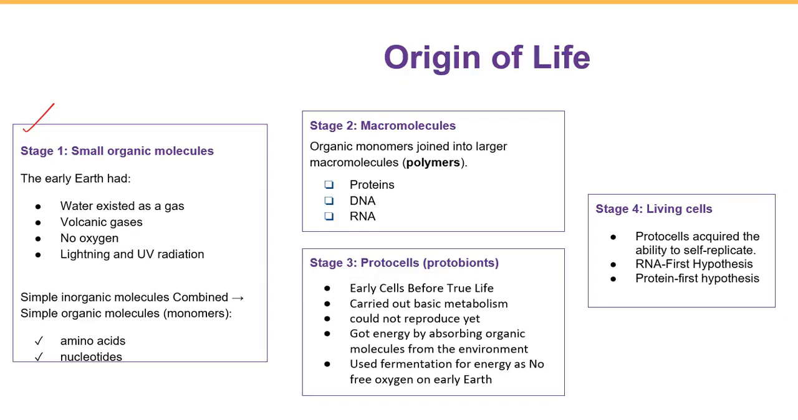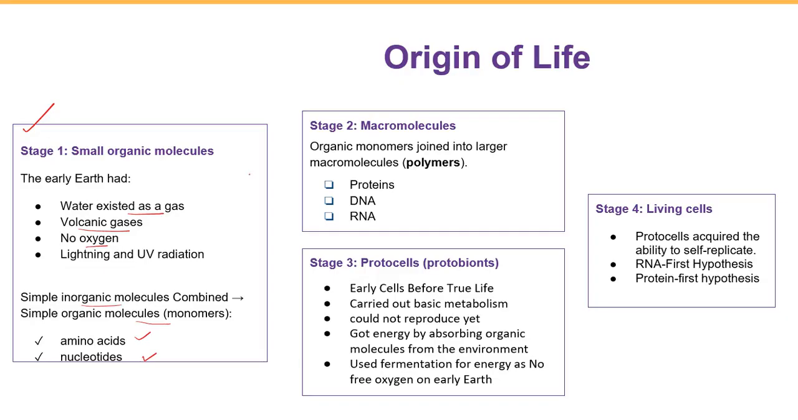There were only volcanic gases, no oxygen, and the water existed as a vapor. The environment was full of lightning, heat, and strong UV radiation. These conditions allowed simple inorganic molecules to chemically react and form organic monomers like amino acids and nucleotides. These are the building blocks of life.